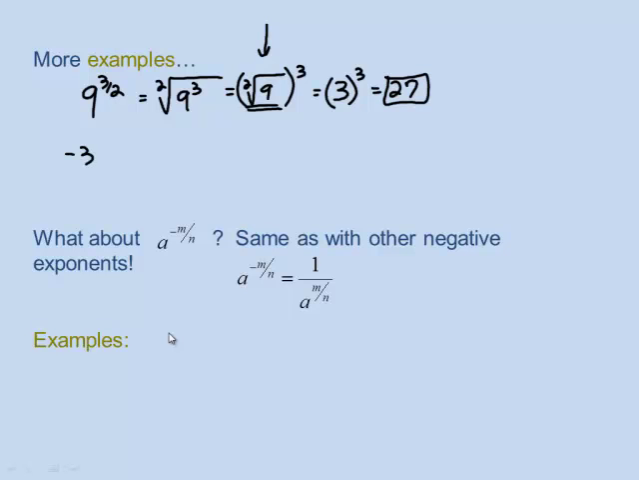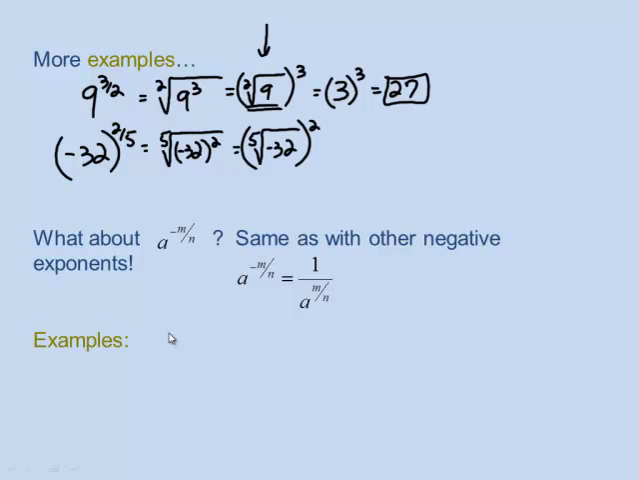All right, negative 32 raised to the 2/5 power is the same as the 5th root of negative 32 squared. Or if you shuffle that power out, that's the same as the 5th root of negative 32 quantity squared. I'm going to use this form here simply because it's easier to do in my head.